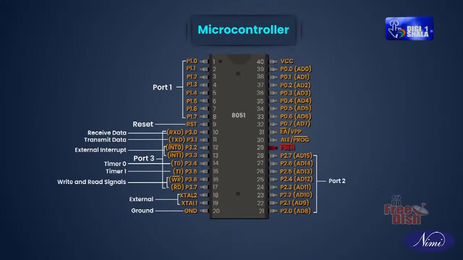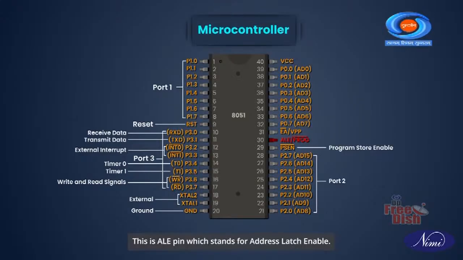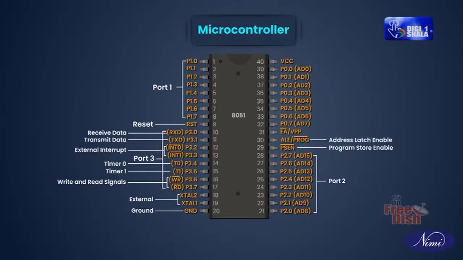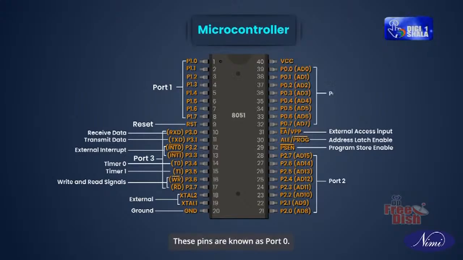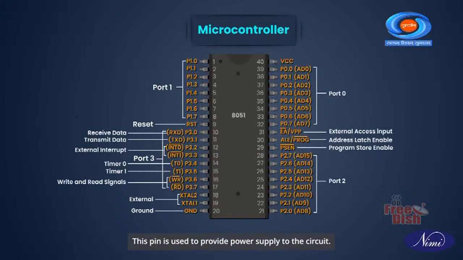Pin 29. This is PSEN pin, which stands for Program Store Enable. Pin 30. This is ALE pin, which stands for Address Latch Enable. Pin 31. This is EA pin, which stands for External Access Input. Pins 32 to 39. These pins are known as port 0. It serves as input or output port. Pin 40. This pin is used to provide power supply to the circuit, typically plus 5 volt.